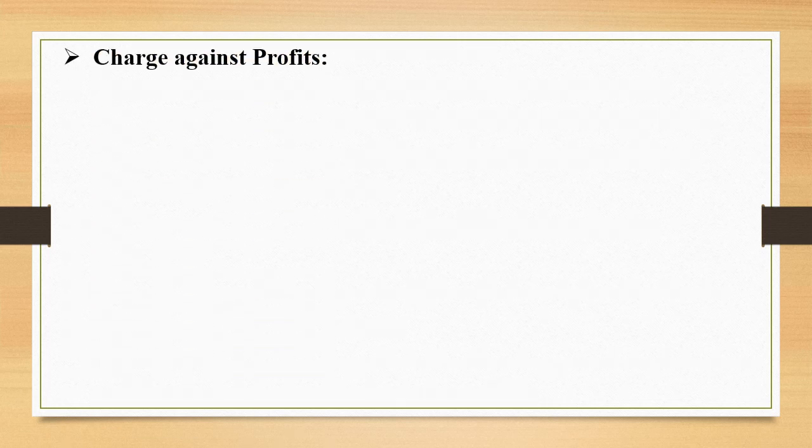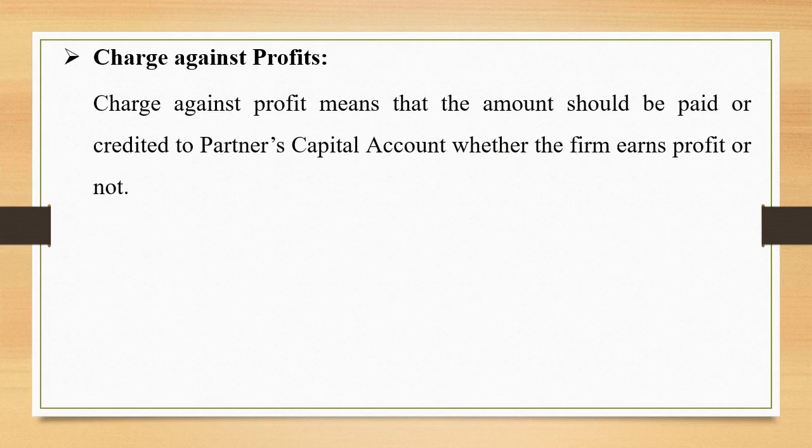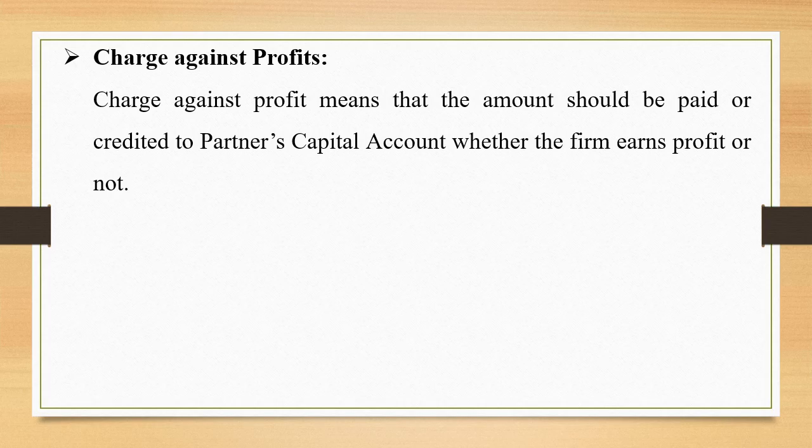What do you mean by charge against profit? Charge against profit means that the amount should be paid or credited to the partner's capital account whether the firm earns profit or not. We already have seen some of the amounts like interest on loan. So interest on loan is credited to the partner's loan account. Rent payable is credited to the rent payable account. But it may happen that interest on capital is also to be treated as a charge against profit. In that case, the partner's capital account needs to be credited whether the firm earns the profit or not.